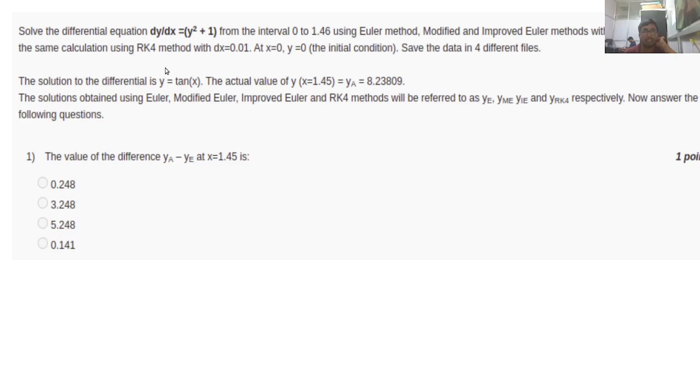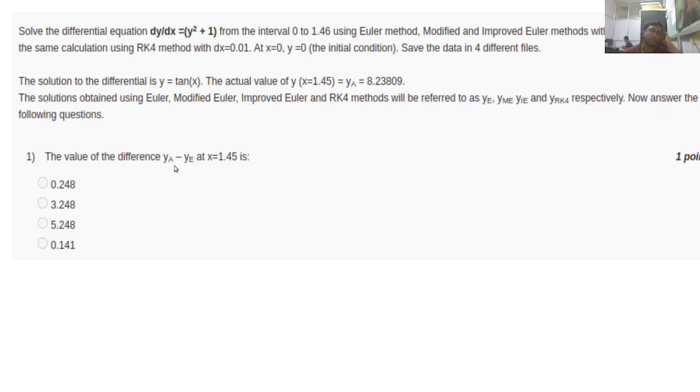We need to save the data in 4 different files for the 4 different methods. As you know, if we solve this equation analytically, we get the solution y equals tan x, and if we put x equals 1.45 in this equation, we get the value of y at x equals 1.45. The solutions obtained using the Euler, modified Euler, improved Euler, and RK4 methods will be referred to this way. Now answer the following questions.